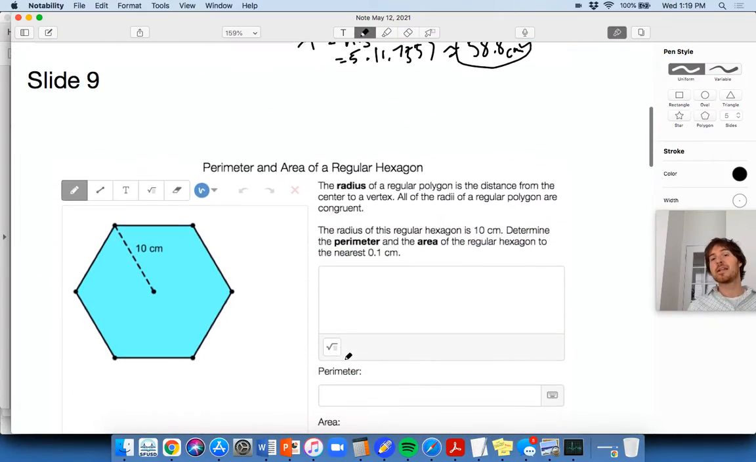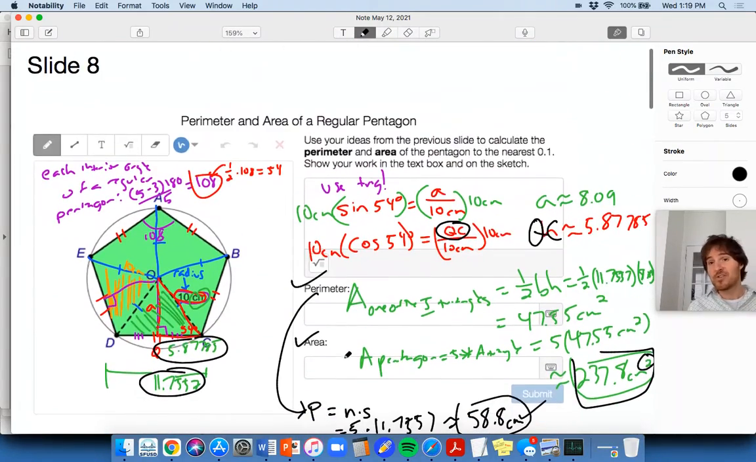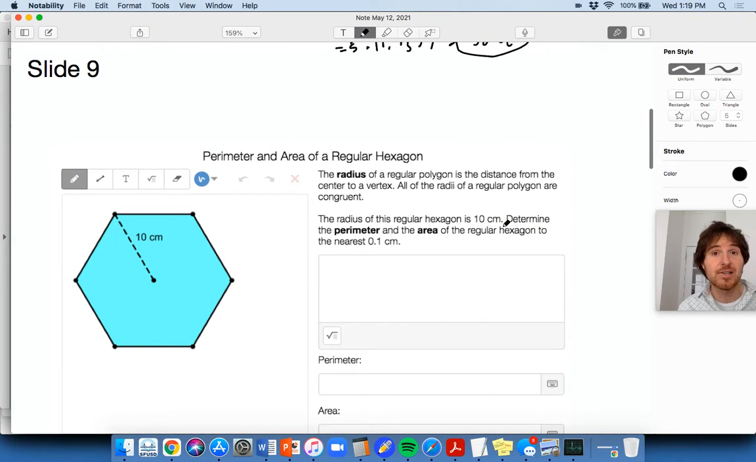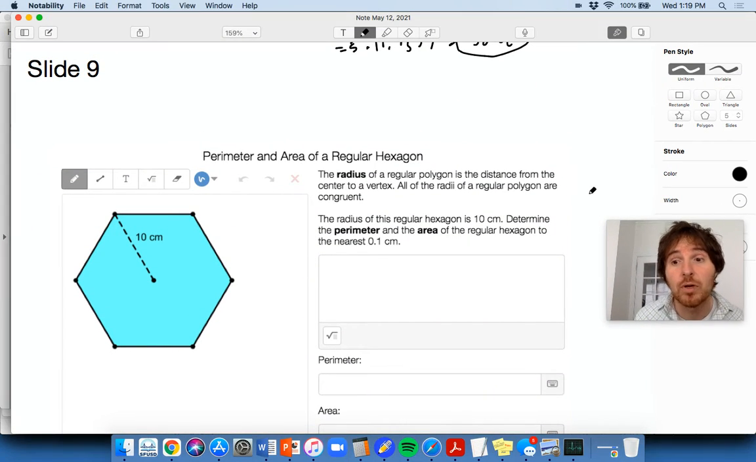All right, slide 9. Let's do this one. Let's do it faster. I'm assuming you did this with me. I know it's a lot to look at. Let's maybe write a little bit less and focus really on just how to do it real quick here, okay? I'm given 10 centimeters. I'm going to read this. This is my diagram. They're asking me the same exact thing, okay? My radius is 10 centimeters.